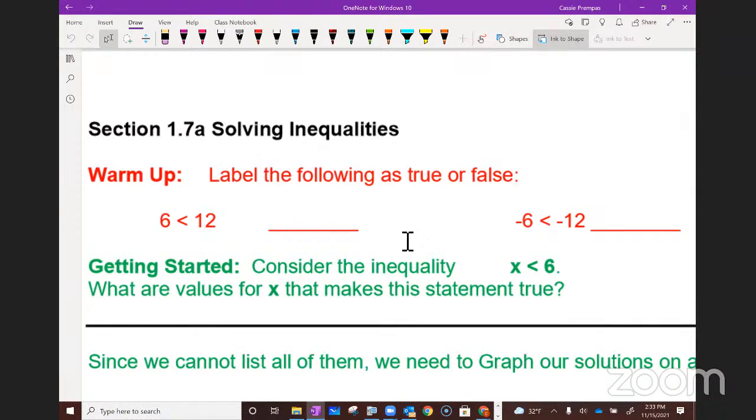The first one, if I'm reading it to you, would read 6 is less than 12. The second one, if I'm reading to you, would be -6 is less than -12. Go ahead on your own. Answer both of those as, are they true or false? I'm going to walk around and see how we think about these already.